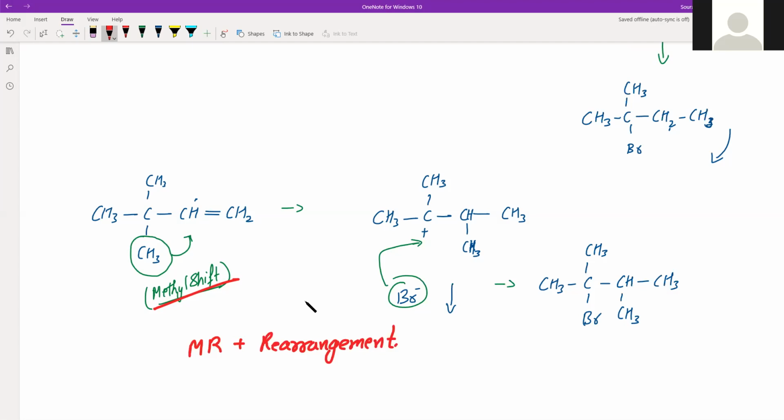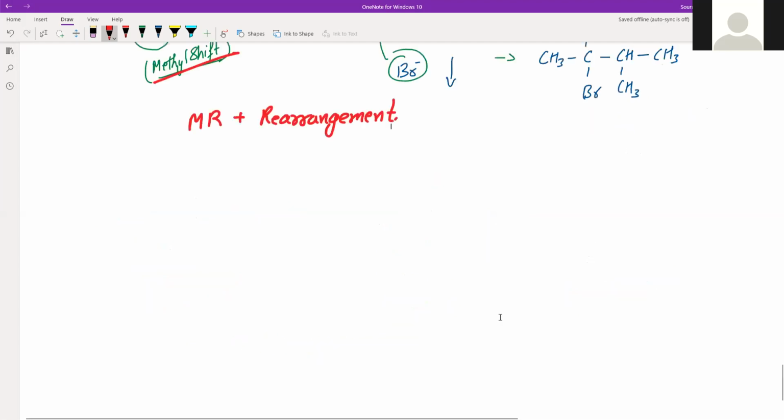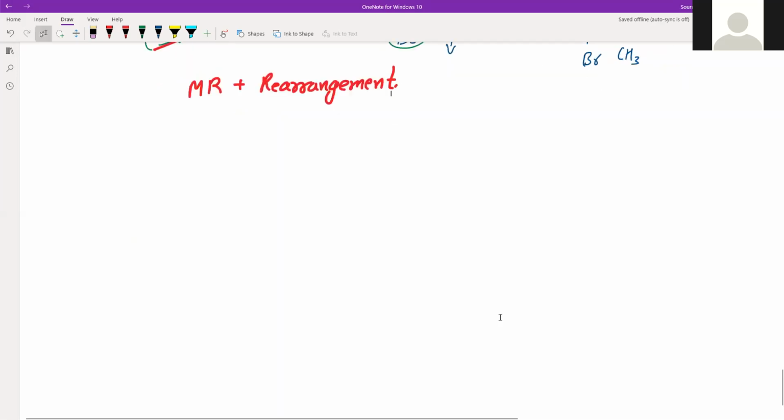Now in the next session, I'll end this session and restart a new session. In that session, we'll try to understand the peroxide effect, which was so much observed that we came up with another rule called the anti-Markovnikov's rule.